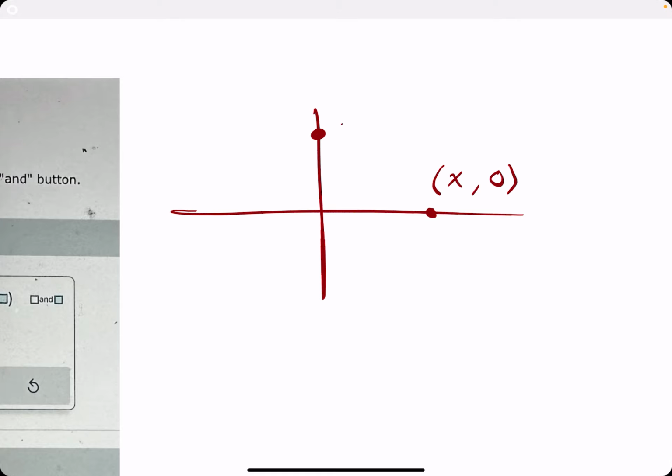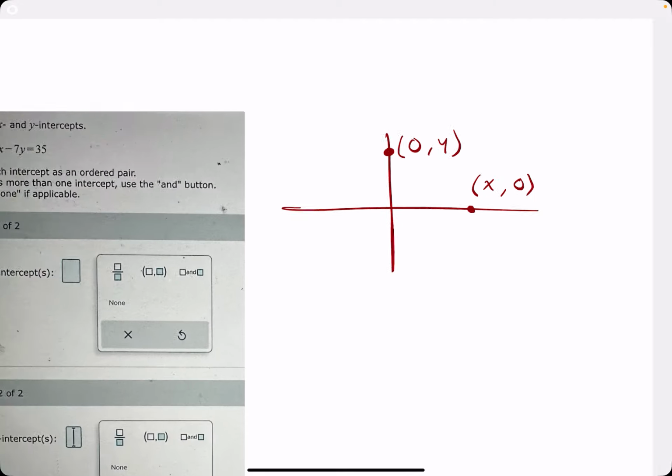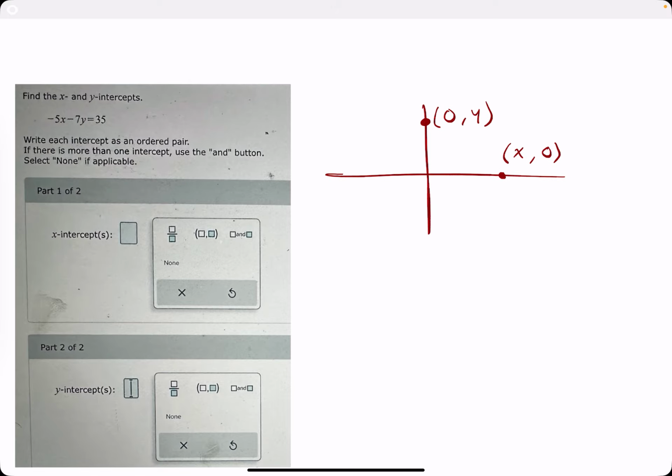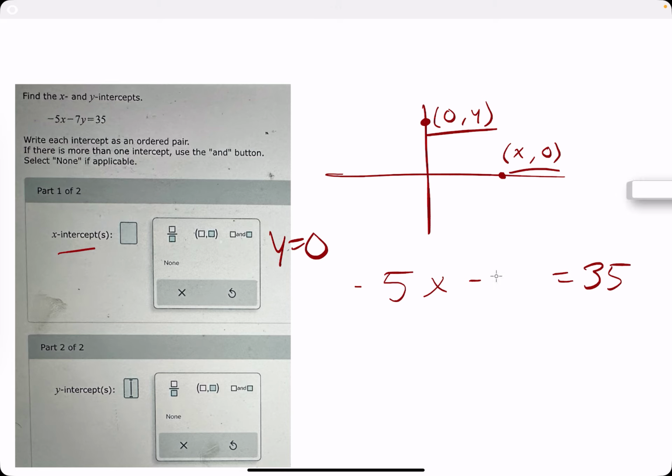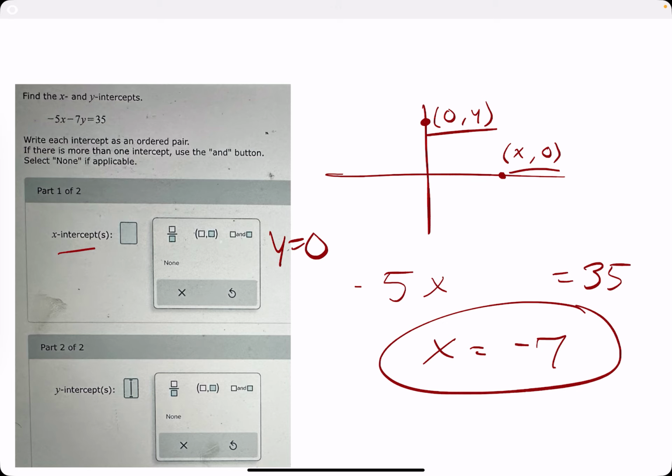For any y-intercept, the x value is 0, and the y value is whatever the y value is. So the idea here I'm trying to get at is for any y-intercept, the x value is 0. For any x-intercept, the y value is 0. So for x-intercepts, we're plugging in y equals 0. So negative 5x minus 0 equals 35. So really just negative 5x equals 35. So x equals negative 7 when we divide by negative 5. So as an ordered pair would be, again, negative 7 comma 0. It's always 0 for the y.